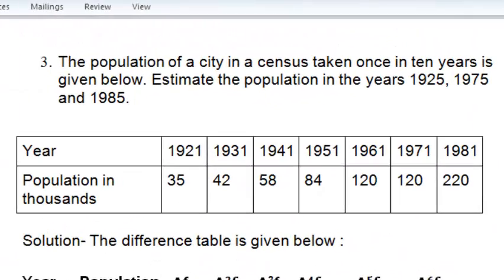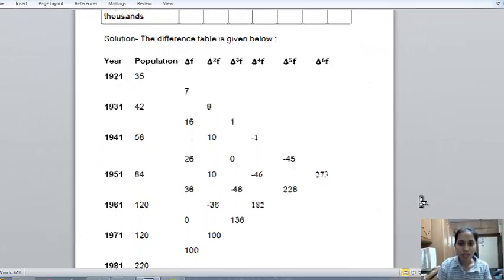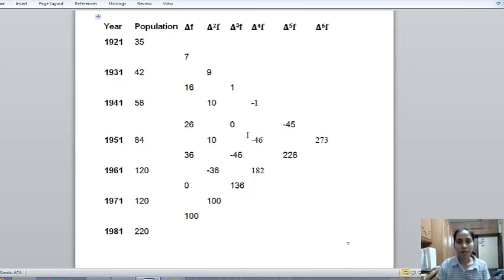In this question, the population in the following years is given, and we need to predict the population in the years 1925, 1975 and 1985. Again, we make the forward difference table as we had made in the first question, by subtracting the upper value from the lower value and getting the next value.